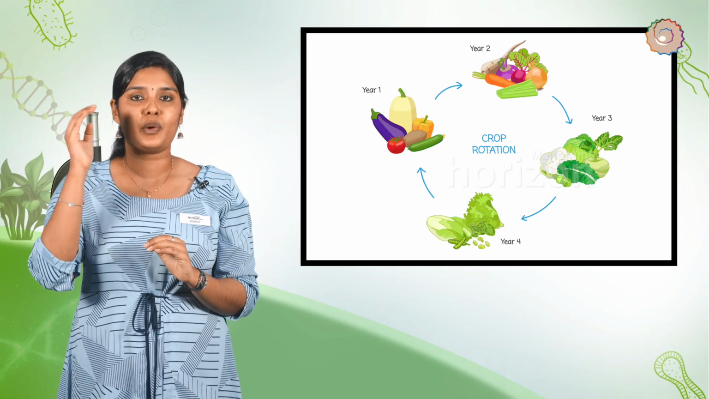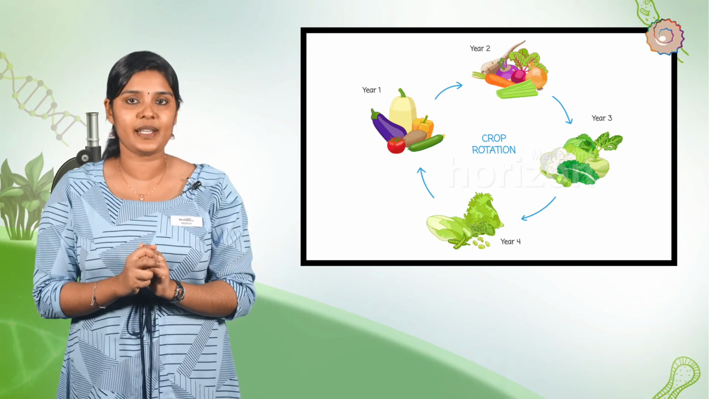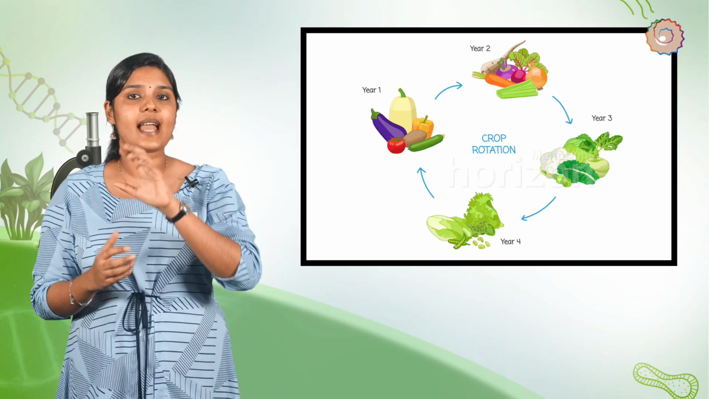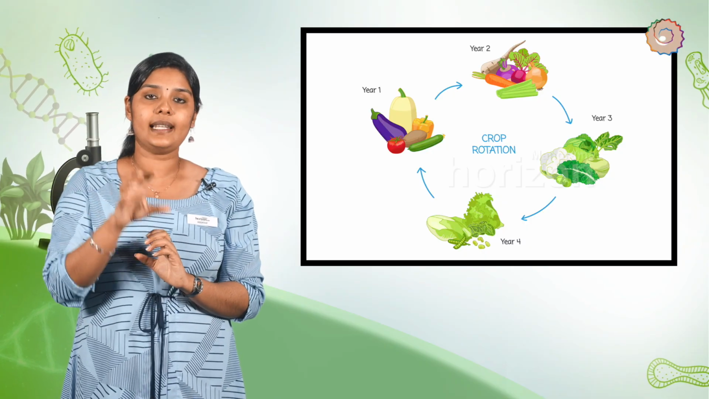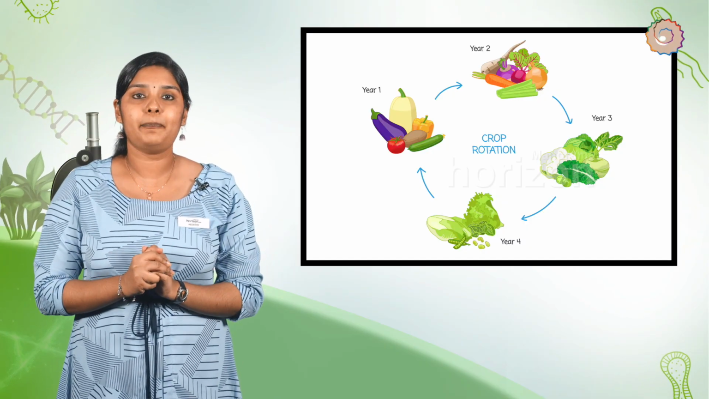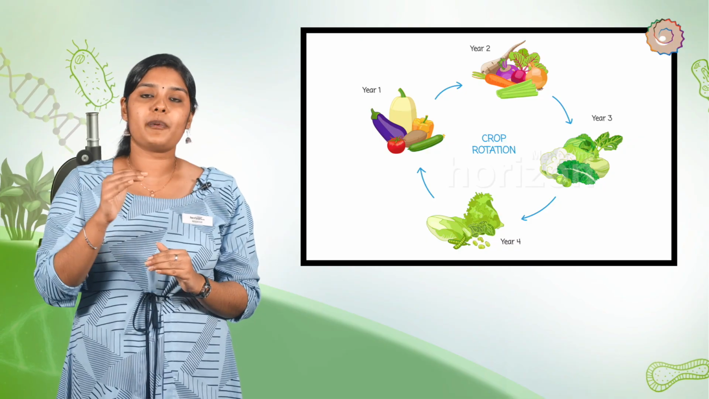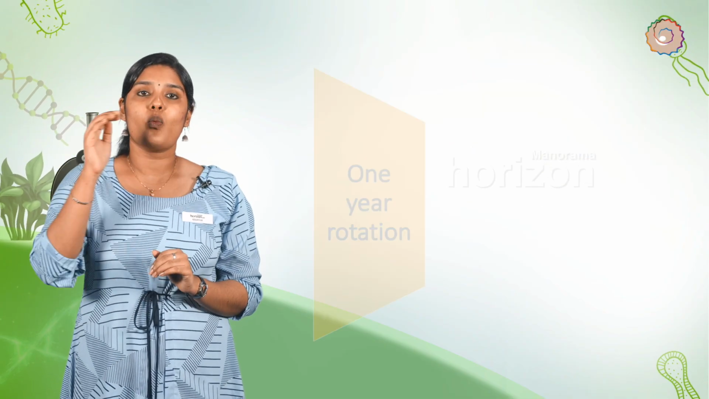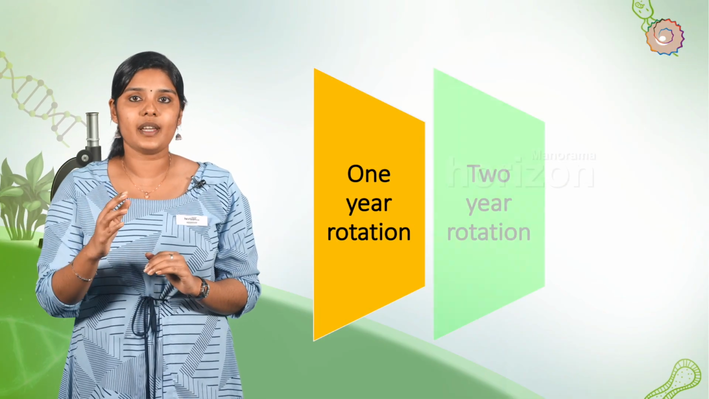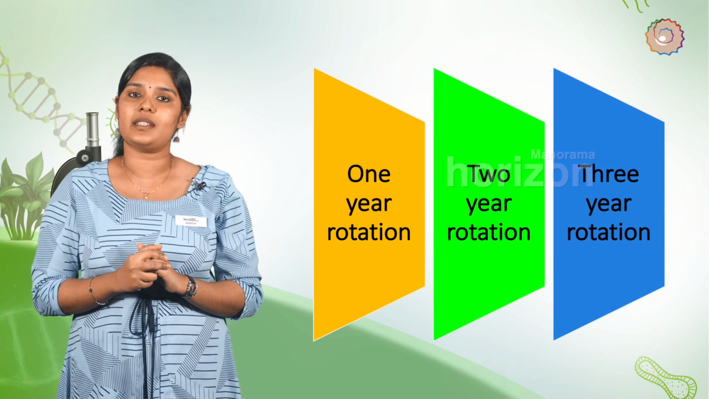Crop rotation. The practice of growing different crops on the same piece of land in a pre-planned succession is called crop rotation. Depending on the duration, crop rotation is classified as 1-year rotation, 2-year rotation and 3-year rotation.